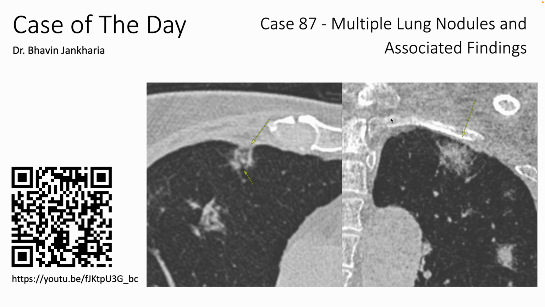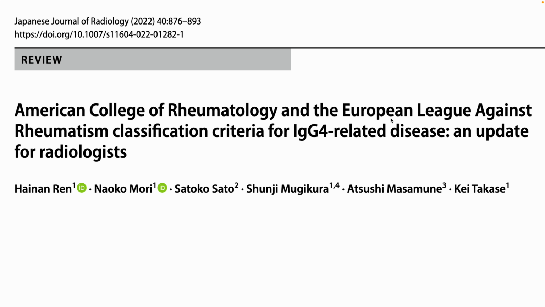So this could all be idiopathic, some autoimmune process, or it could be IgG4 related disease. And if you remember case 87, which was titled Multiple Lung Nodules and Associated Findings, this was a multi-organ disease that on lung nodule biopsy was proven to be IgG4 related disease. But I didn't discuss IgG4 related disease in that case because it wasn't fully proven at the time, and nor is our case right now.